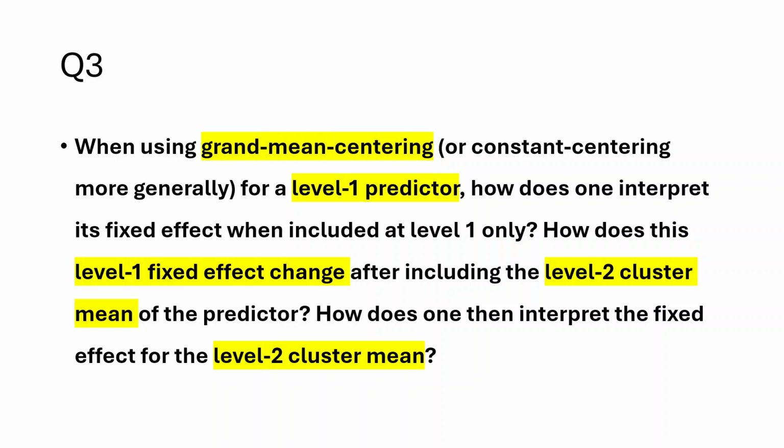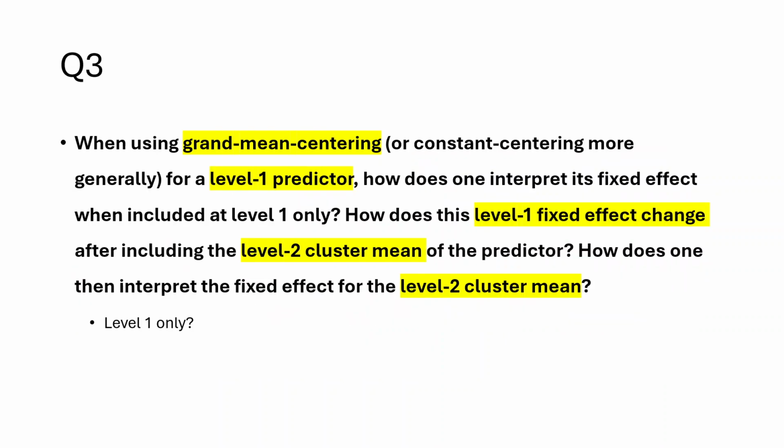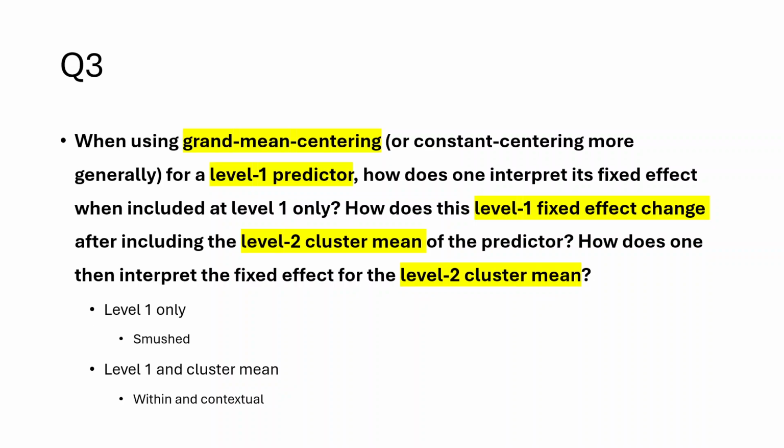And then the other interpretation is controlling for the level 1 effect, so the person. You're looking at the level 2 clusters, but you're controlling for person characteristics. That's why you're letting the model do the controlling instead of the centering that we do in cluster mean centering, which is doing the work up front. Whereas with grand mean centering, we're letting the model do the work, and that's controlling for the person characteristics. So level 1 only is going to be a smushed effect. Level 1 in cluster mean, you're going to get the within effect, and the contextual.